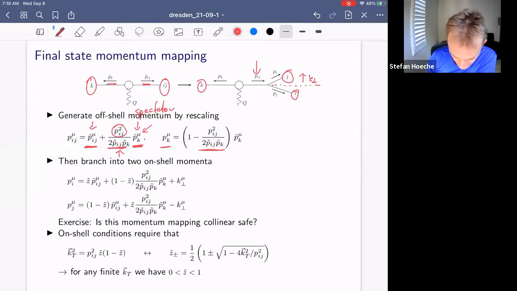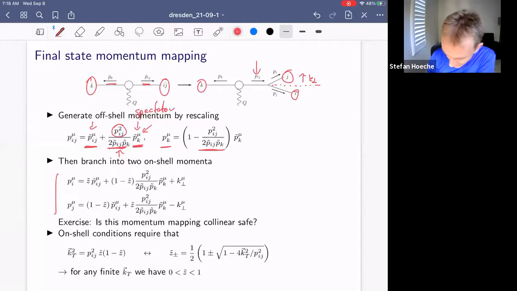Afterwards, after I borrowed this momentum, I distributed it basically onto the two outgoing particles. So this equation determines what these final state momenta will look like. And your second exercise for the recitation session will be to answer the question whether or not this momentum mapping is collinear safe. And if you don't know what that means, then this is also a great point to discuss with your tutor in the recitation session.